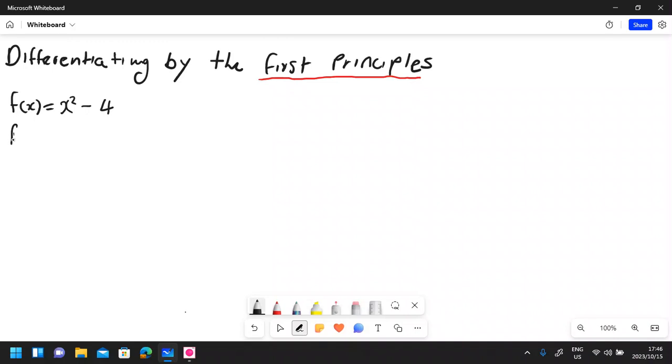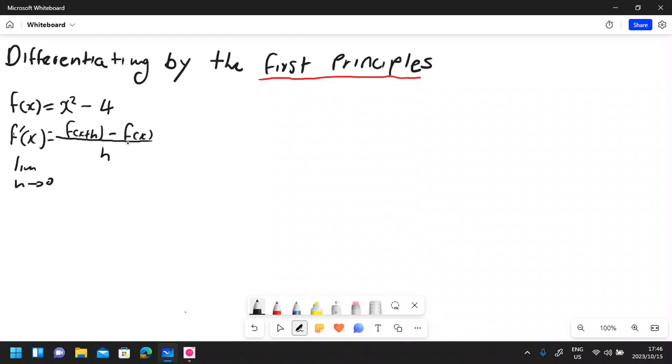Our formula from first principles, remember we use this: f of x prime is equal to, now let's just draw a line here, f of x plus h minus f of x, divided by h. Let's not forget that this is the limit as h approaches 0. So this is the formula that you're going to use.